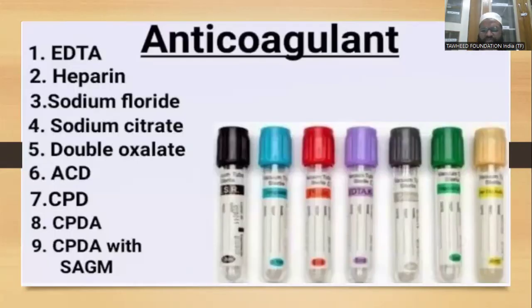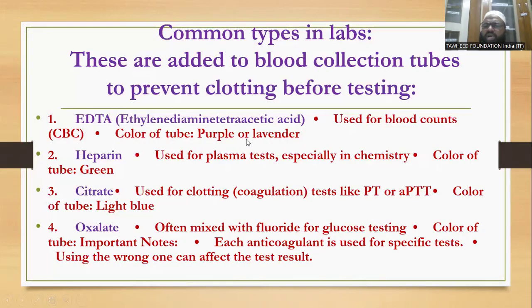So these are a few anticoagulants we can see here. Today we are going to discuss EDTA, heparin, sodium fluoride, citrate, double oxalate, and ACD, CPD, and all these anticoagulants we can see in blood banks. So, common types in labs. These are added to blood collection tubes to prevent clotting before testing.